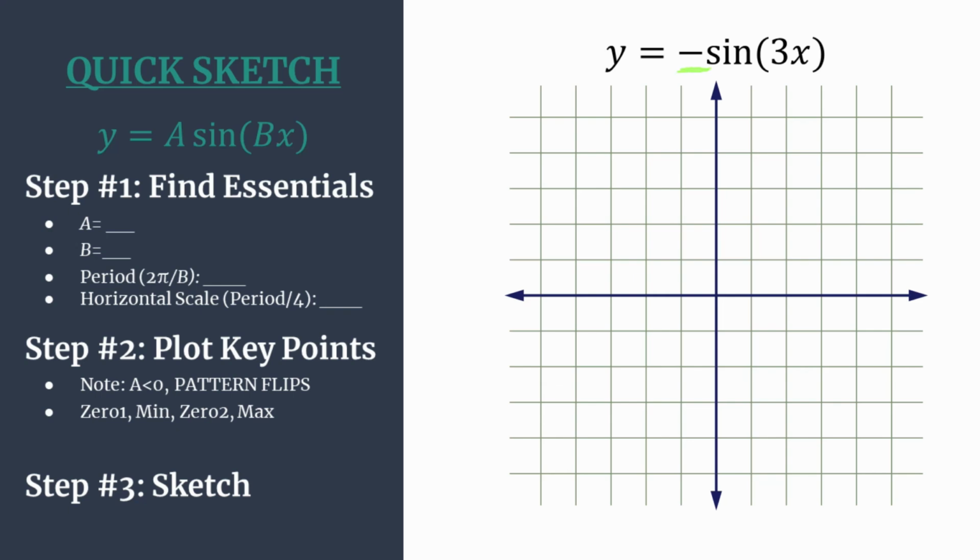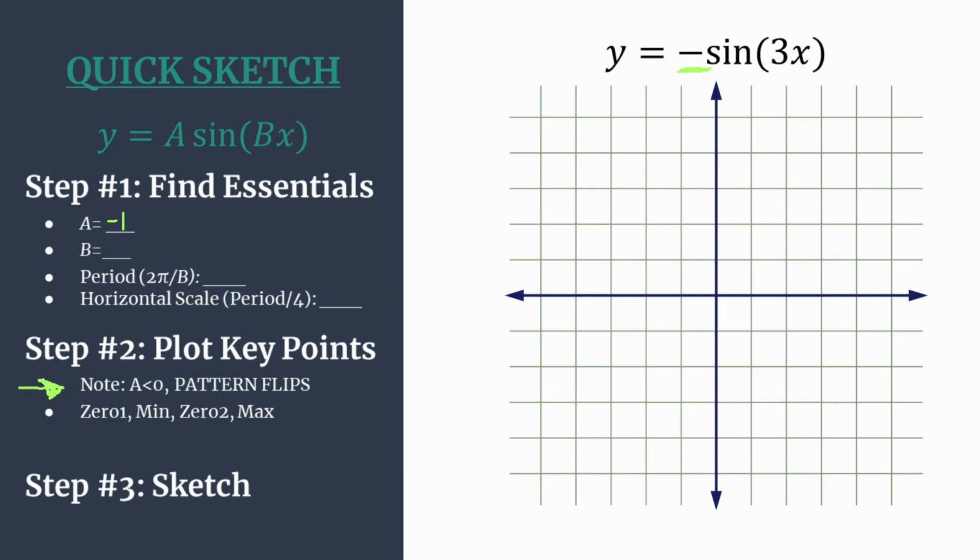We'll start with A. It's an understood -1 out in front of the sine function. So if we take the absolute value of this, 1 is going to be our amplitude, or our distance from midline up to a max or down to a min. The negative should also clue you in that you have a pattern reflection. So it's a vertical reflection over the x-axis. And we're going to really focus in on that in step 2. Okay, so save that. For now, we'll move on to B.